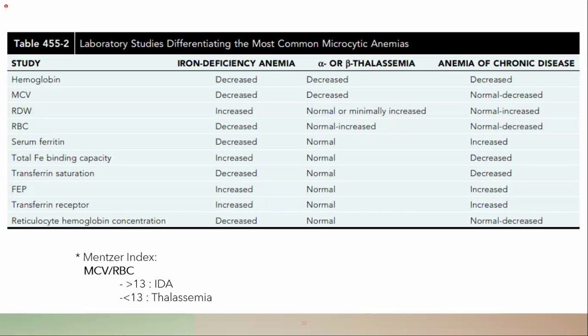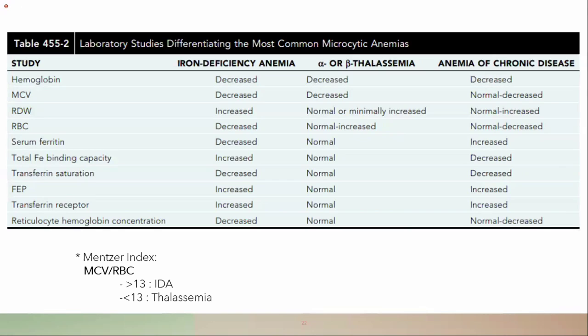So you want to know the morphology of the RBCs. In IDA, usually there will be a high RDW because the size of the RBC depends on the iron stores at that point of production, so it will vary in size. So there is a high width of distribution. However, in thalassemia, the red cells are generally small, so the RDW is less.